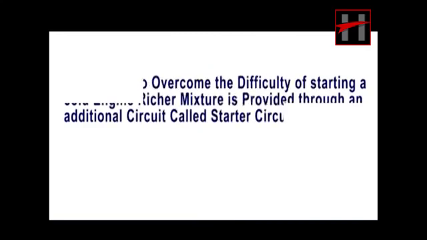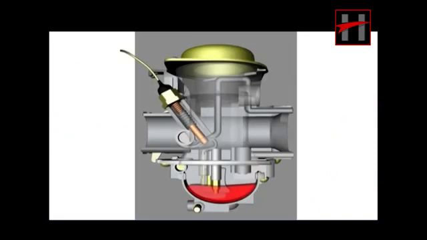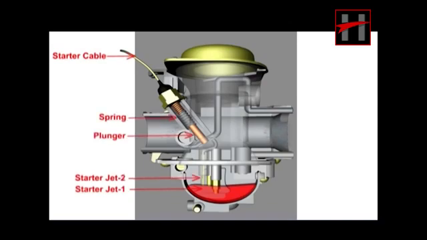To overcome the difficulty of starting a cold engine, a richer mixture is provided through an additional circuit called the starter circuit. The starter system consists of the following parts: starter cable, starter jet 1, starter jet 2, plunger and spring.